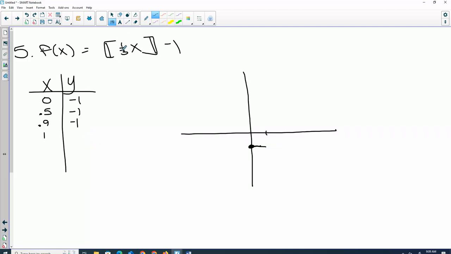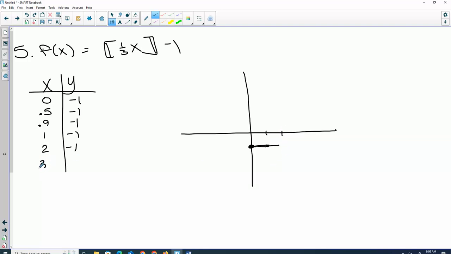Okay, if I put in 1, 1/3 times 1 is only 1/3. What's the greatest integer of 1/3? 0 minus 1 is still negative 1. So that's kind of unusual. Usually at this point we jump up a step, and it hasn't jumped yet. So we are still down here. What if I put in a 2? 1/3 times 2 is 2/3. What's the greatest integer of 2/3? 0 minus 1 is still negative 1. So at 2, I'm still down here at negative 1.